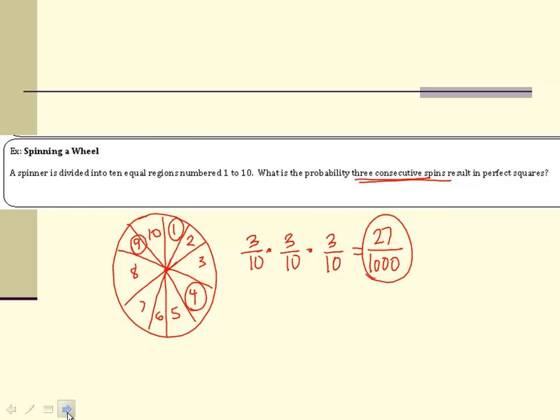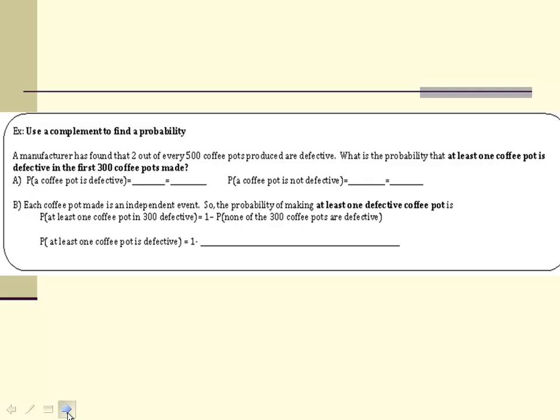Okay? Let's go through this idea of a complement. This is probably the toughest example we'll see in this section, so just bear with me as we go through, and I can explain again in class if we need. 2 out of every 500 coffee pots are defective. So what's the probability that at least one, whenever you see this at least, you should start thinking about using a complement instead of actually having to add up different probabilities.